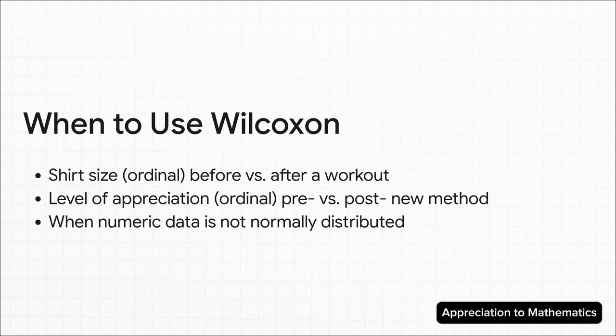So, when do you use this off-road beast? Well, it's perfect for what's called ordinal data. Think about things like shirt sizes, small, medium, large. There's a clear order, right? But the distance between small and medium isn't necessarily the same as between medium and large. It's also the go-to choice when your numerical data, like weight, just failed that Shapiro-Wilk test for normality.